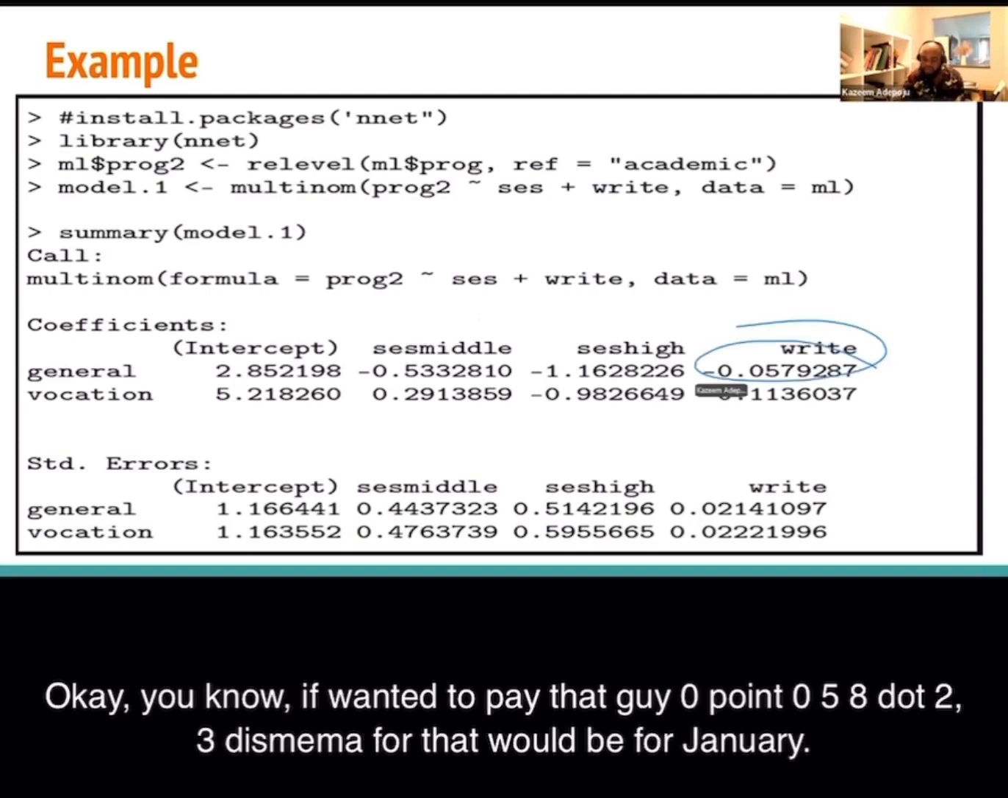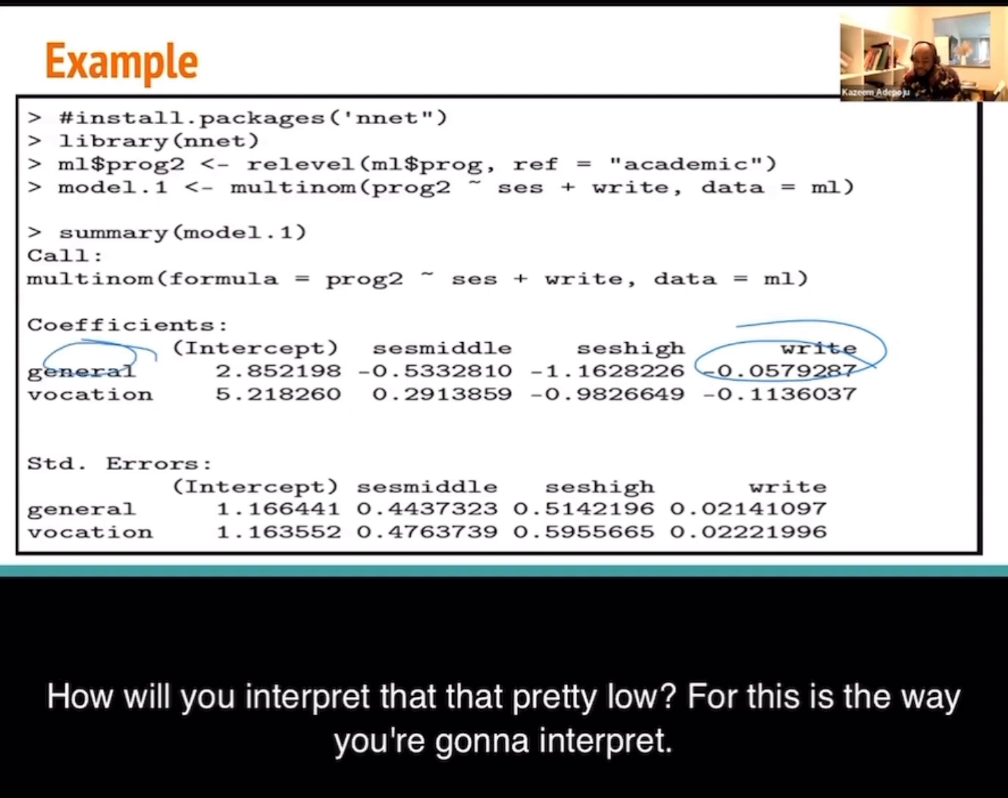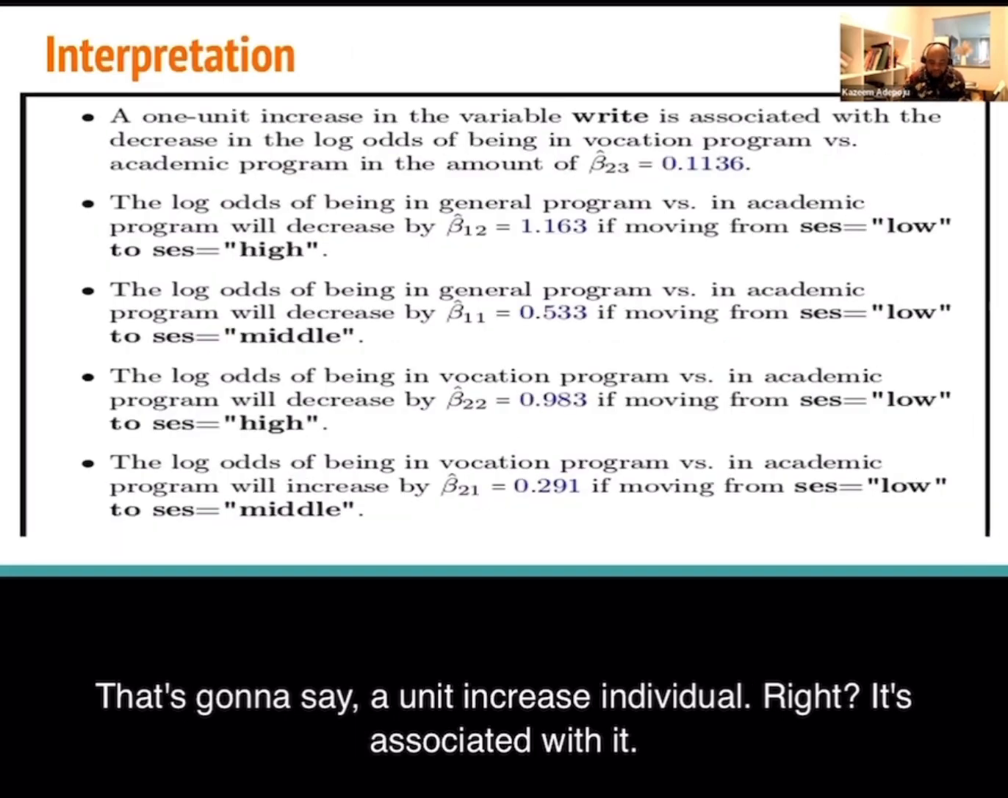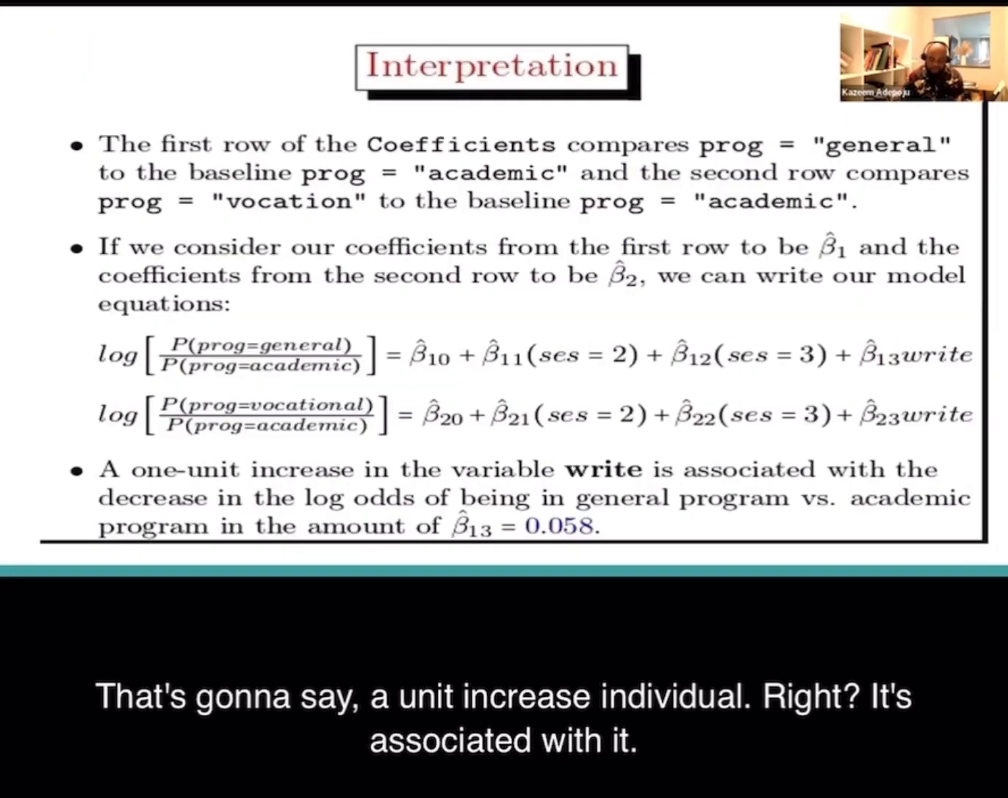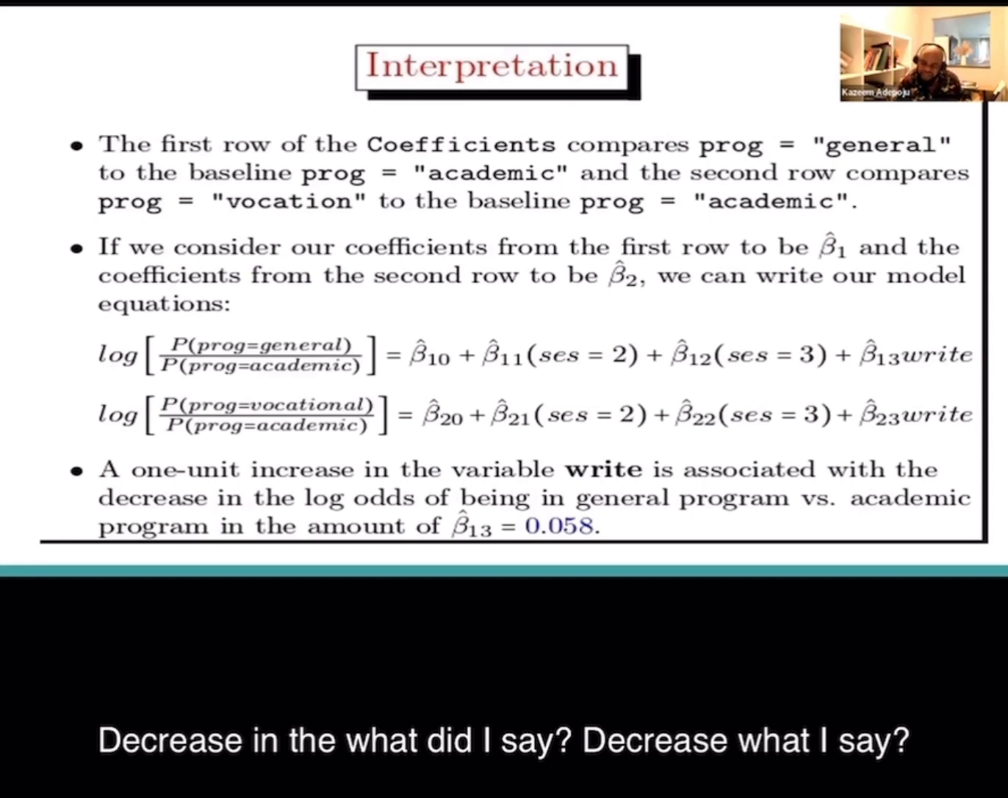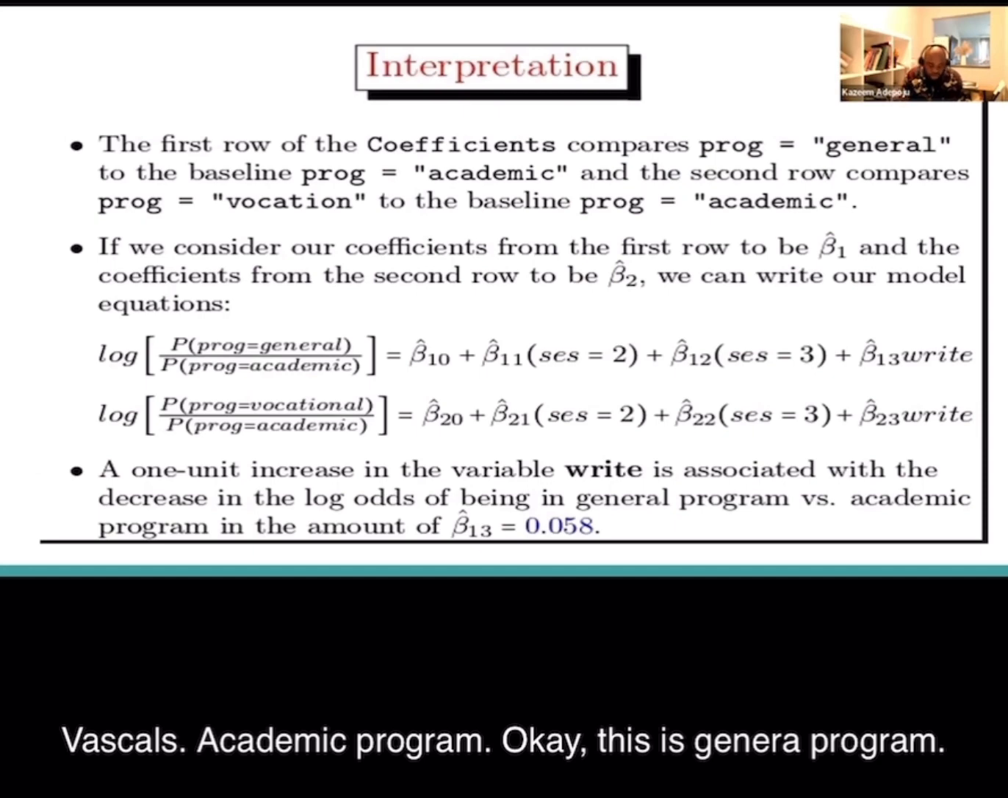Okay, if you want to interpret that predictor, 0.058 to 3 decimals, that would be for general, right? How will you interpret that predictor for general? This is the way you're going to interpret that. You're going to say a unit increase in the variable is associated with a decrease in the log. Why do I say decrease? When I say negative, then I have to mention the log odds of being in the general program versus academic program.